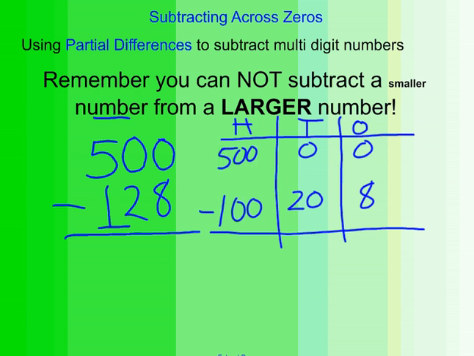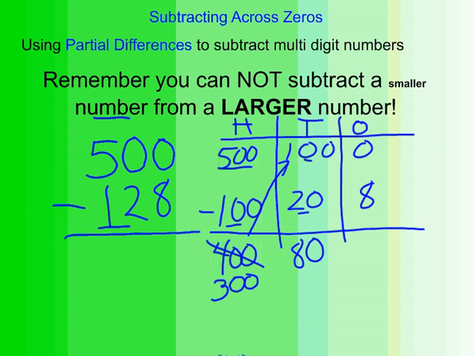I'm going to start with my hundreds. 500 take away 100 equals 400. Then I'm going to move to my tens. I have 0 take away 20. I know that 20 is bigger than 0. I cannot subtract a larger number from a smaller number, so I'm going to subtract 100 from my hundreds place, and I have 300. I'm going to move that 100 to the tens place. I have 100. Now I can subtract 20. 100 take away 20 equals 80.